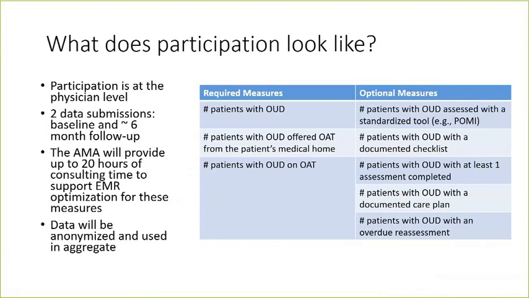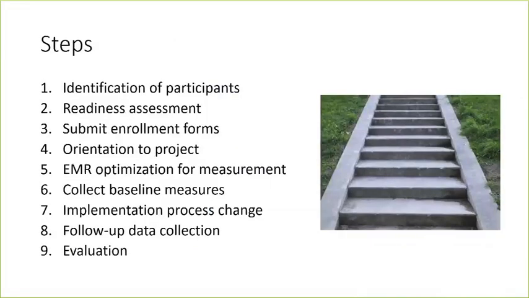Now, in the opioid change package, the demonstration project focuses on 3 metrics. You can see them: the number of patients on your panel with opioid use disorder, the number of patients on your panel with opioid use disorder who have been offered opioid agonist therapy from their patient's medical home. So that could be from the physician participating or a referral made to a physician who can make that offer, and the number of patients with opioid use disorder on your panel with opioid agonist therapy. Any other metrics that you happen to be tracking, which are included in the tracking Excel tool, would be optional to submit. So let's break it down into steps.